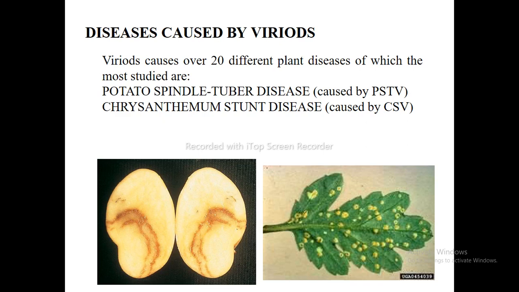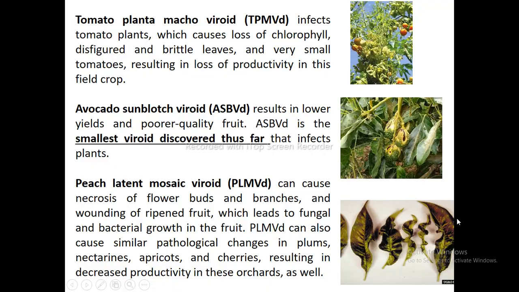A few of them are potato spindle tuber disease (PSTV) and chrysanthemum stunt disease (CSV), that cause some malformations in tubers and leaves. There are other examples, like tomato plant mycoviroid, which infects tomato plants and causes loss of chlorophyll, and it makes leaves brittle and disfigured. The plant will grow very small tomatoes, which ultimately results in loss of productivity in the field crop.